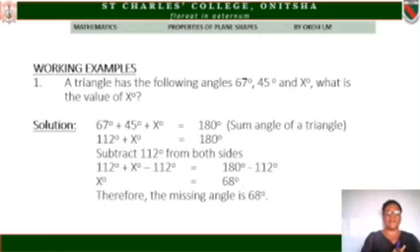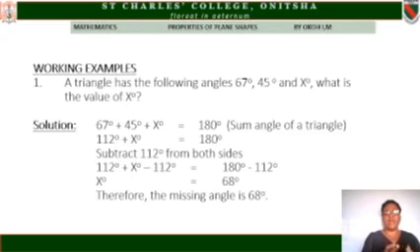So let's look at some working examples. We've known the properties of plane shapes, so when you ask questions, you consider the properties to answer your questions. Like this first example that we are having here, if you look at your screen, you are going to see it. You said that a triangle has the following angles: 67 degrees, 45 degrees, and x degrees. And then what is the value of x? You are asked to find the value of x.